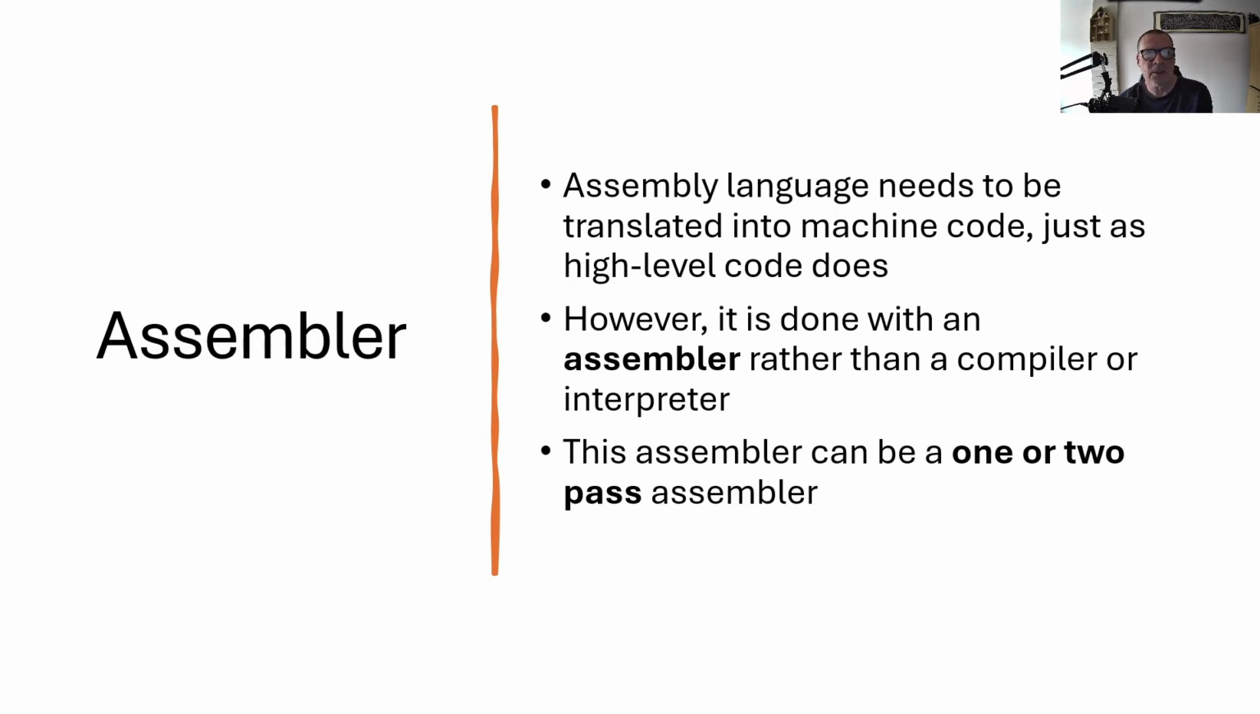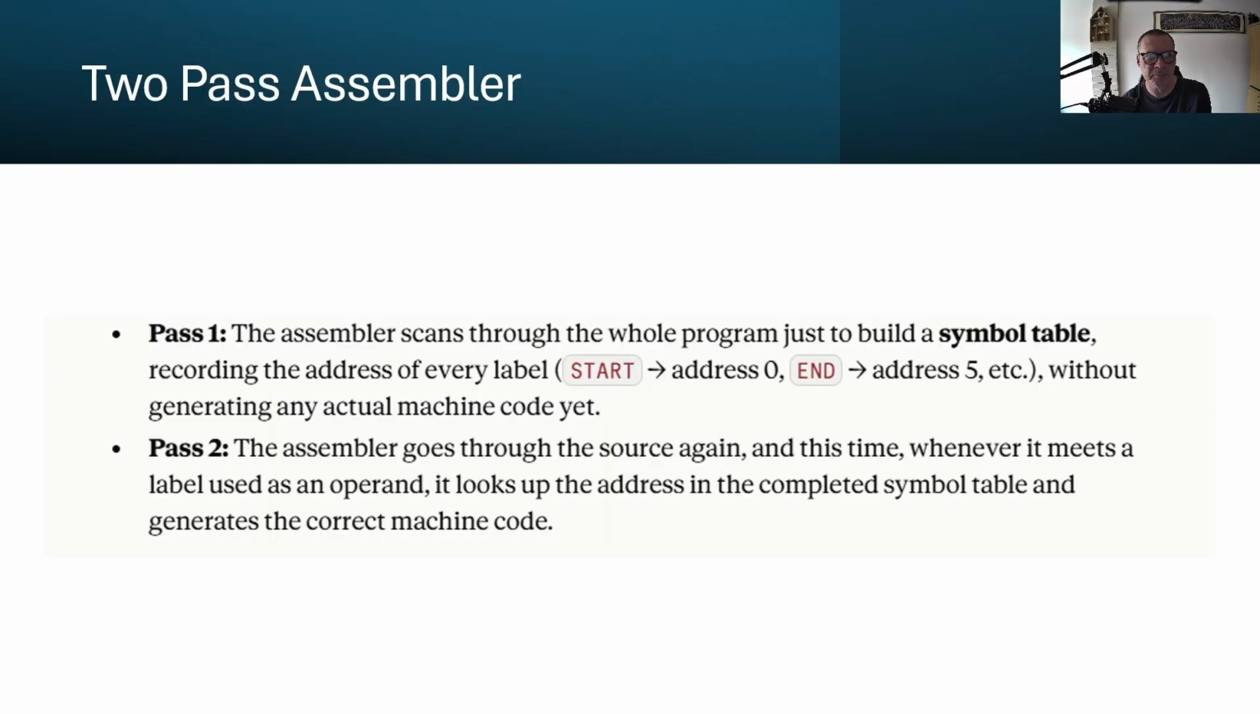So as we say, this assembly language needs to be translated to machine code. It's being done with an assembler rather than a compiler or interpreter. And you could do it in a 1-pass assembler, but with restrictions. In this case, we're going to need a 2-pass assembler. So pass 1, the assembler scans through the whole program to build a symbol table, recording the address of every label. So start has an address of 0, in this case, end has an address of 5, and so on. And no machine code is generated yet.